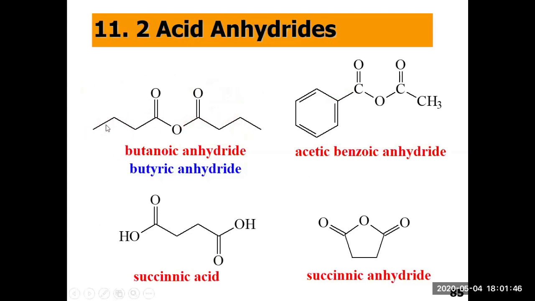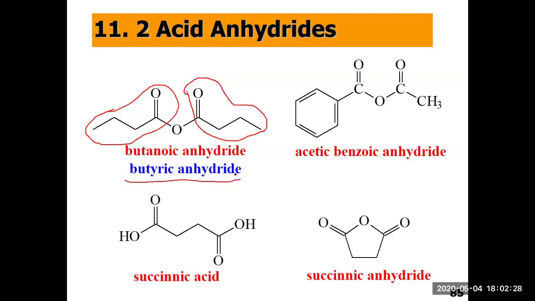So what do I mean? This group is actually the same as this group. And how do we name this one? So we state the name of the acid followed by the word anhydride. So the name becomes butanoic anhydride. Or you can also name this one as butyric anhydride.